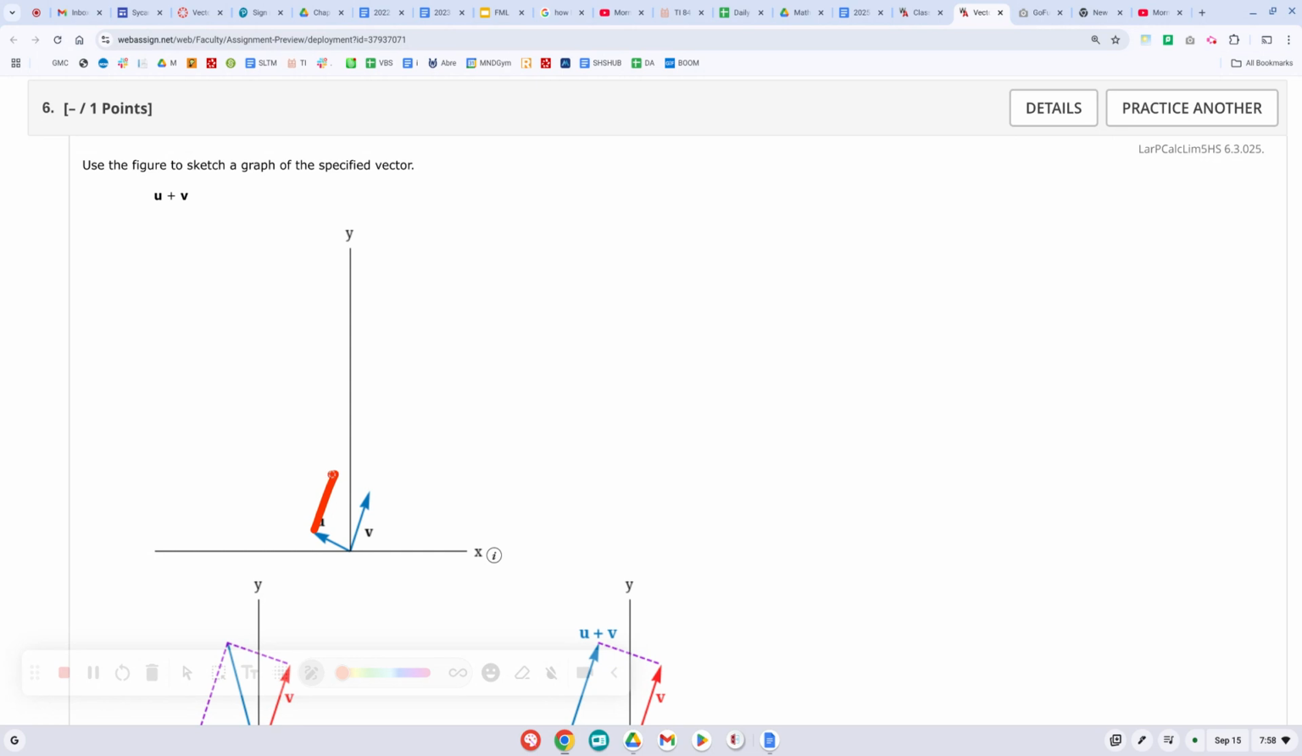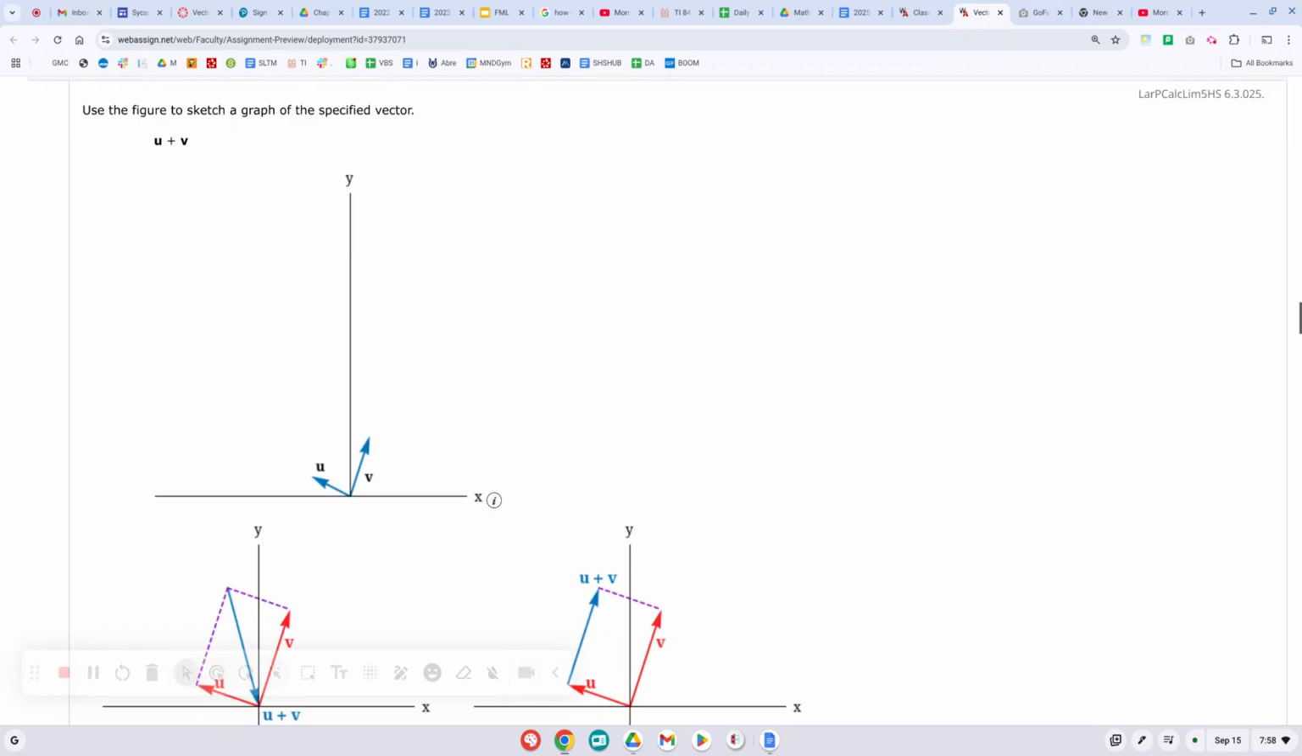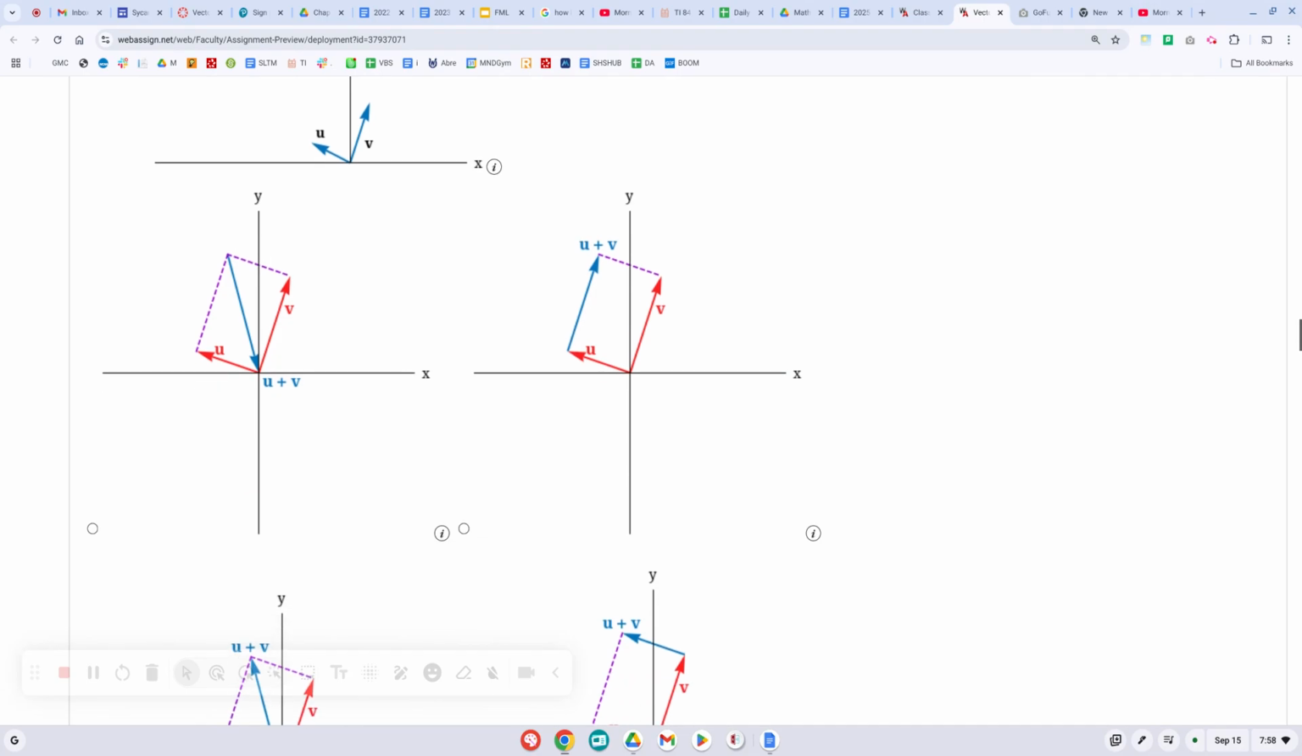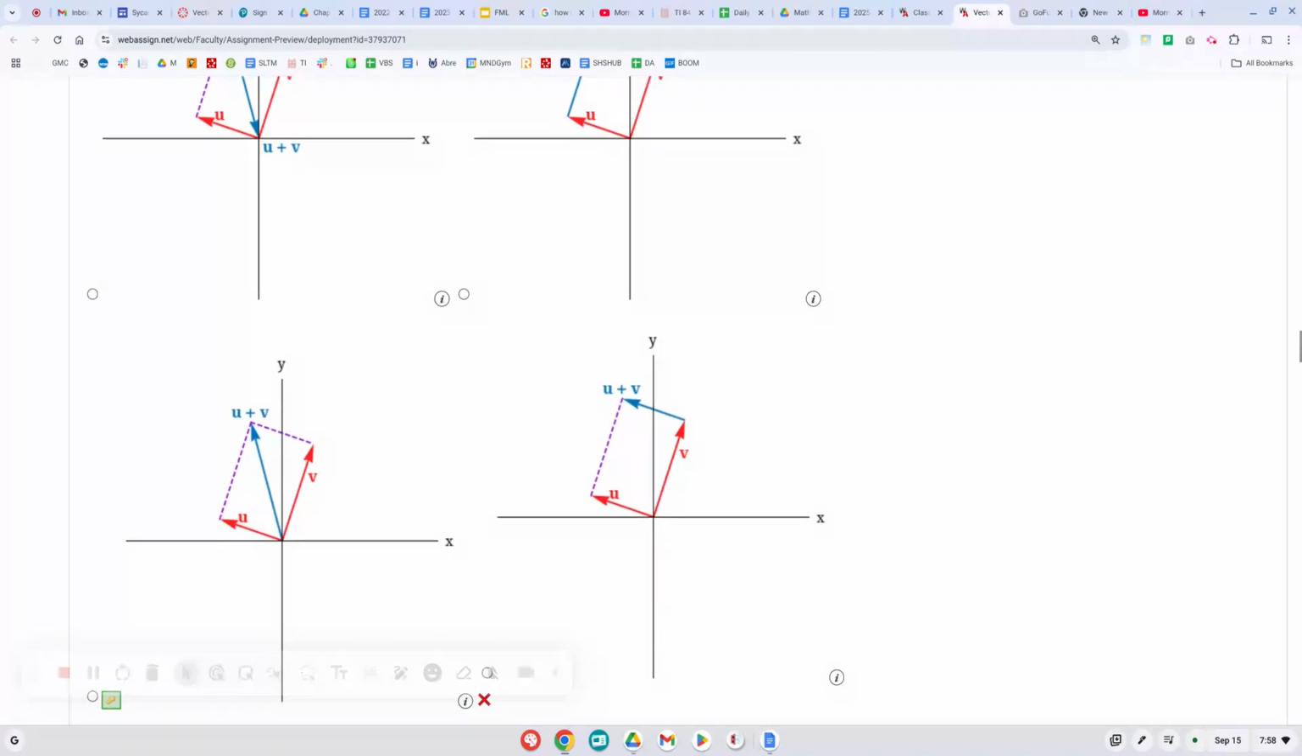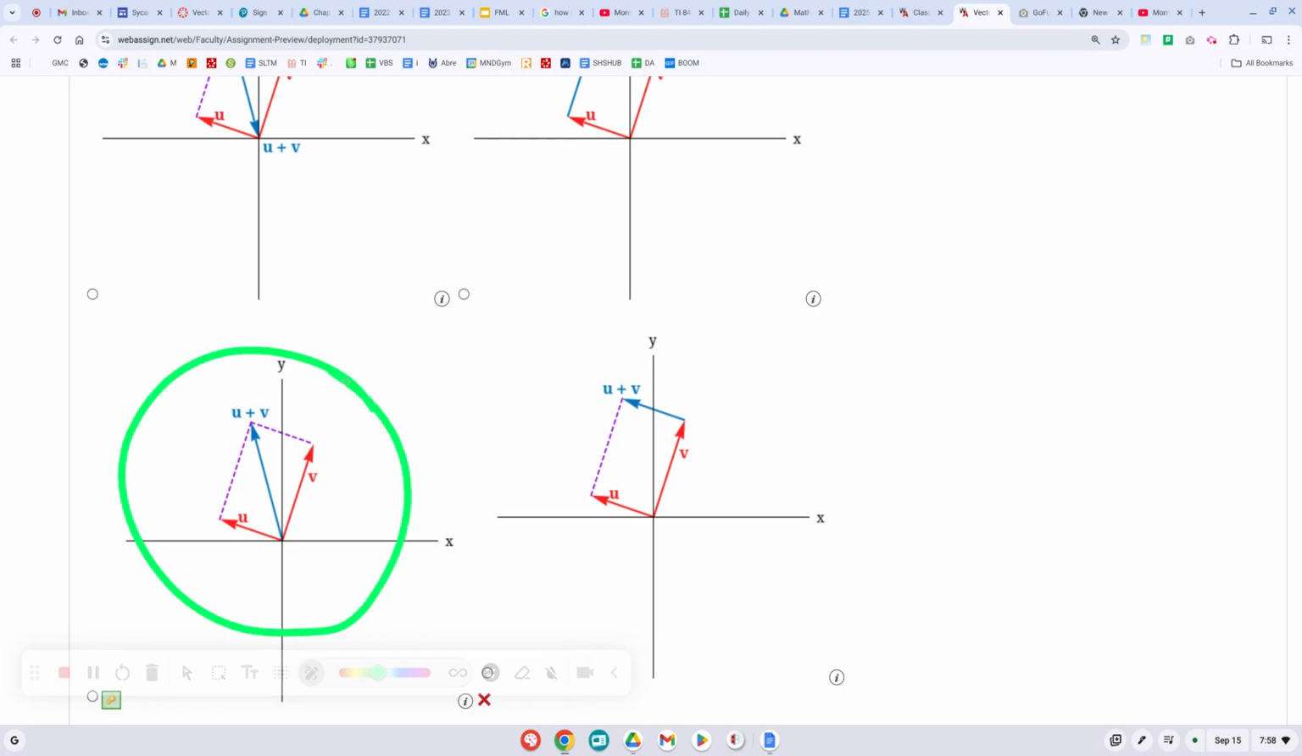Here would be your V, and then if I wanted to do U plus V, it would be just in the same direction. So in this question, to represent U plus V, you would pick this one. Okay? Hope that helps. Boom.